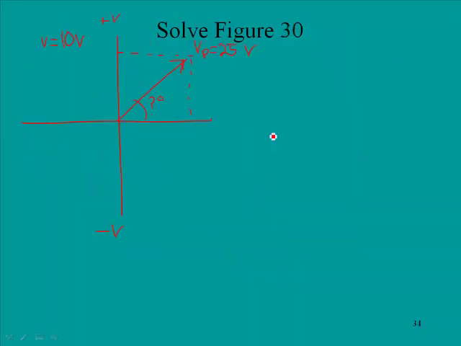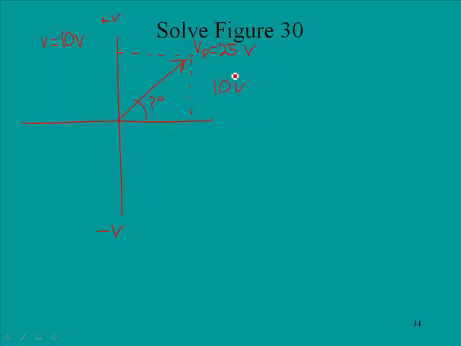Okay, solve figure 30. So figure 30, what have we got here? Here we have a phasor. If we look at this, we can draw some relationships to what we have just been doing. We have the VP, this is our phasor from the beginning of this chapter, and this is the hypotenuse that we've been talking about. And we also have the opposite side, which is the instantaneous voltage, and this would be 10 volts.